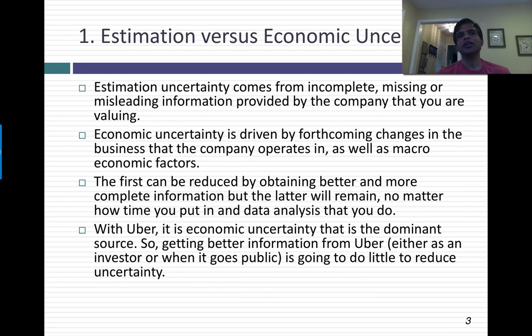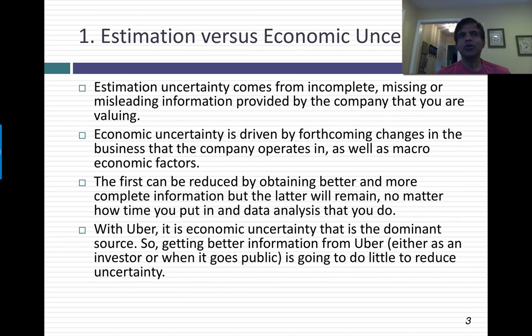Now, why am I drawing this distinction? Well, I can reduce estimation uncertainty by collecting more information, right? So as Uber becomes a public company, or as it reveals more information, I will not make it go away, but I can reduce estimation uncertainty. Economic uncertainty, on the other hand, there's nothing that all this information is going to help me do. So estimation uncertainty you can reduce by collecting more information. Economic uncertainty is immune from that kind of data collection.